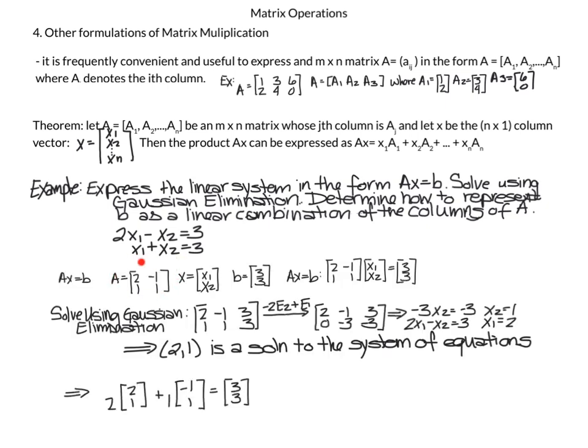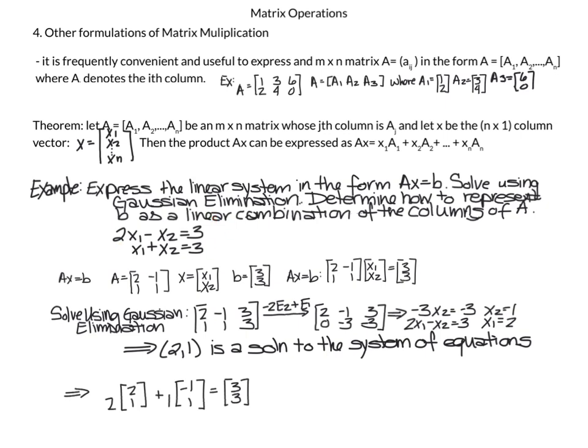Here I have my matrix A, my matrix of coefficients: 2, -1, 1, 1. My x, again, are my unknowns, x1, x2, and b is equal to 3, 3. So we're solving Ax equals b. And again, we can treat this and use Gaussian elimination just like we did for a system of linear equations. Actually, we are solving linear equations.